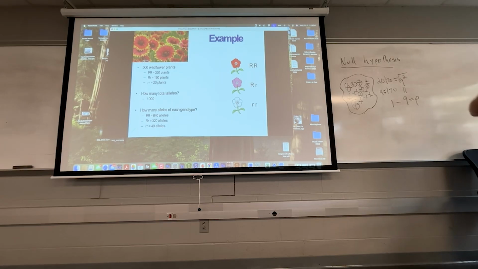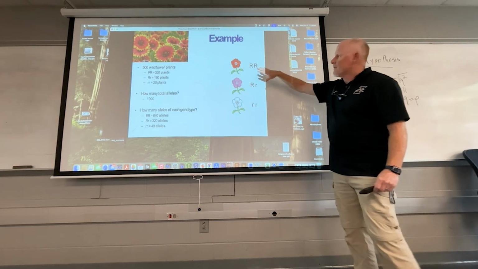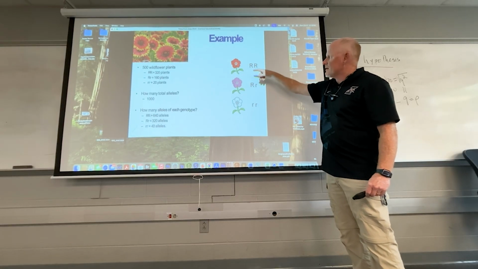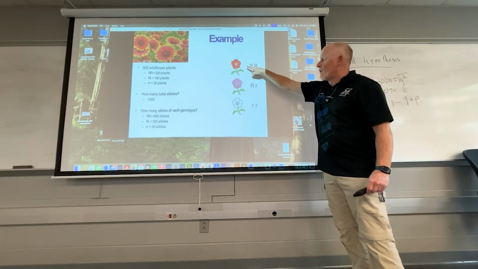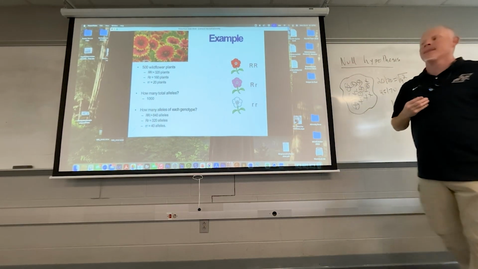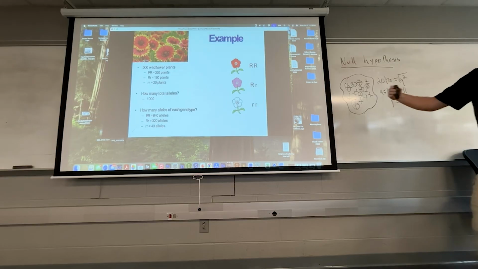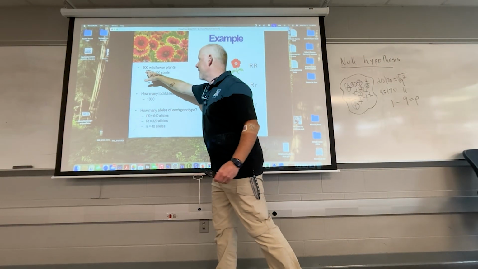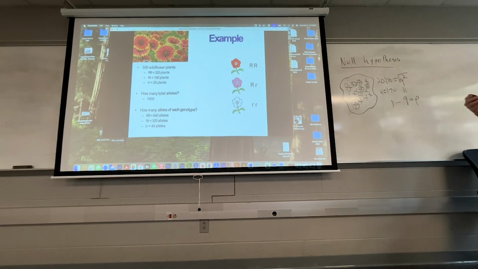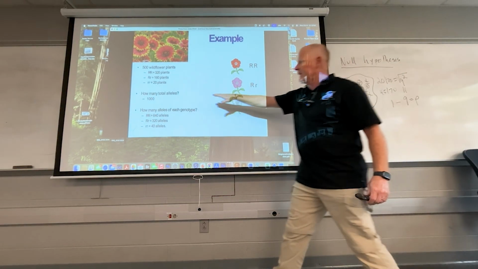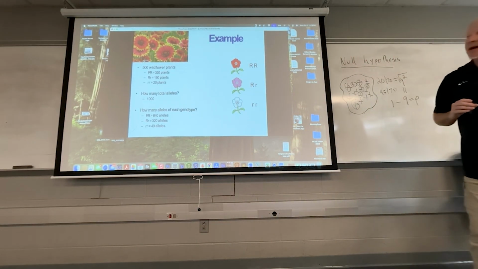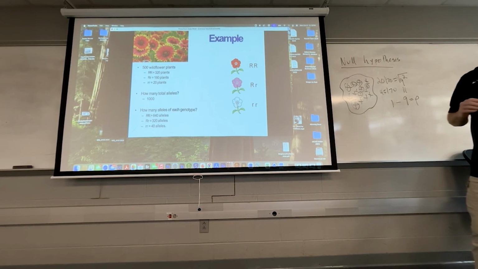So here's a good example. Here are wildflowers. Notice this is incomplete dominance. So we have a homozygous dominant red, a homozygous recessive white, and then our heterozygotes pink. And if we knew the whole population, this is a great sample size, right? Out of a field, if you took 500 of these wildflowers, that's a big sample size. That gives us 1,000 total alleles, right? Because remember, they're diploid. We have 2 copies of chromosomes, one from mom, one from dad.